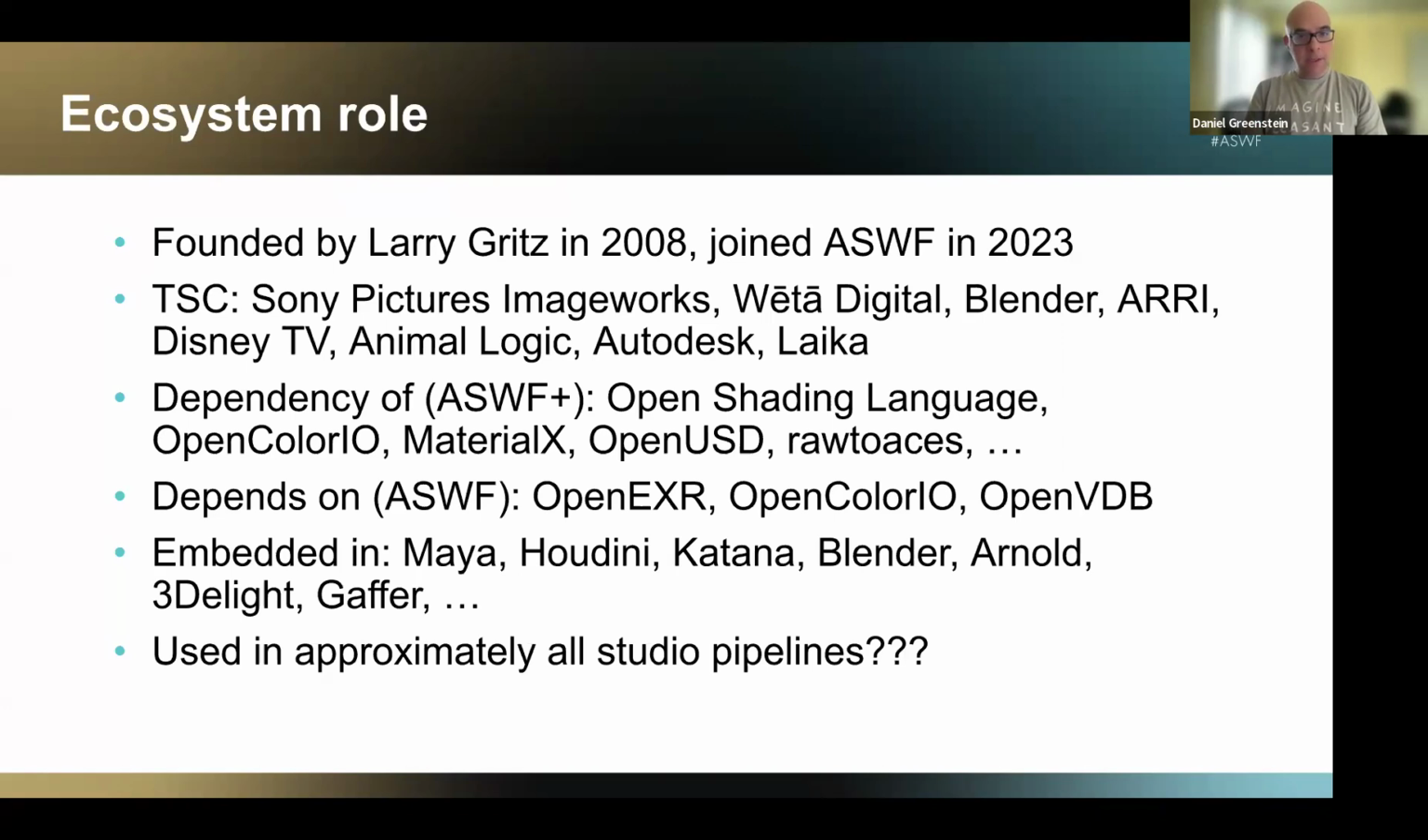We are part of the Academy Software Foundation, and we use other projects that are also part of the Academy Software Foundation, like OpenEXR and OpenColorIO. All of those are used inside OpenImageIO. OpenImageIO is embedded in many DCCs, Katana, Houdini, Blender, Arnold, and it's most likely used in every studio across the world because we all need to manipulate images in one way or another. Let's go to the next slide.